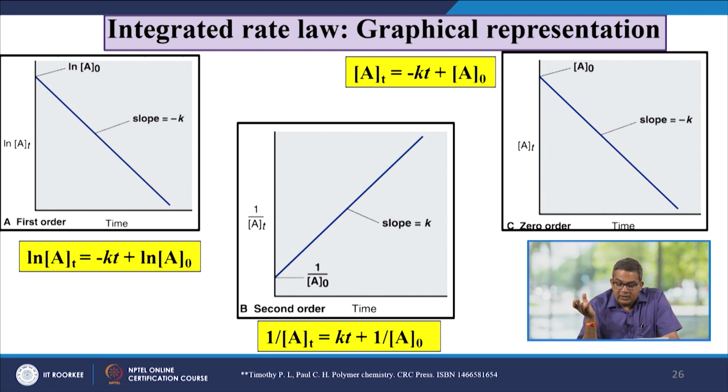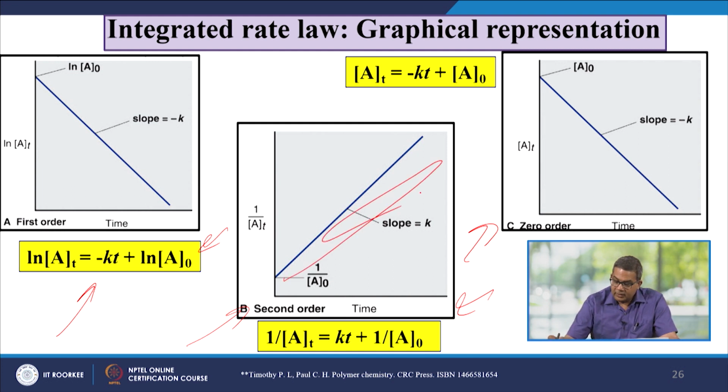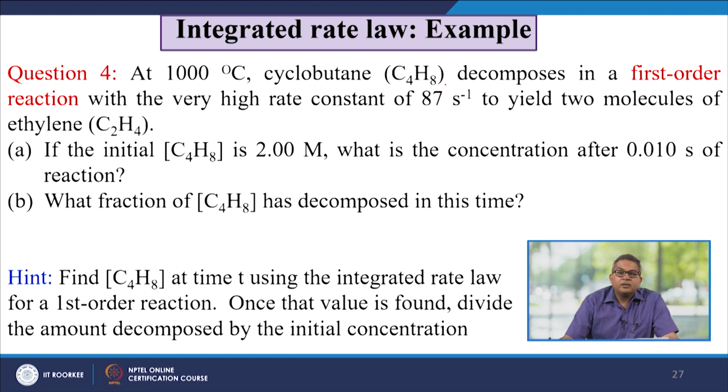Now this can be represented as a graphical representation of all equations. This is the first order reaction, this is the zero order reaction, and this is the second order reaction. You can see the nature of the slopes. Here ln At is equal to minus Kt plus ln A naught. This is the basic equation for the first order, and for the second order, 1 over At is equal to Kt plus 1 over A naught. You can see the slope here, and this is for the zeroth order. The generic equation is At is equal to minus Kt plus A naught.